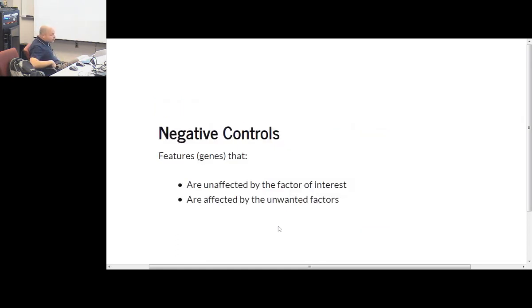Okay, so now negative controls. Negative controls are central to all of the methods I'm going to describe. They are features, by which I mean typically genes, that are unaffected by the factor of interest. So in our case, unaffected by gender, for example, but are affected by the unwanted factors. Okay.